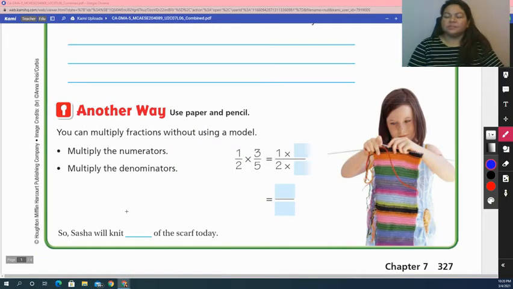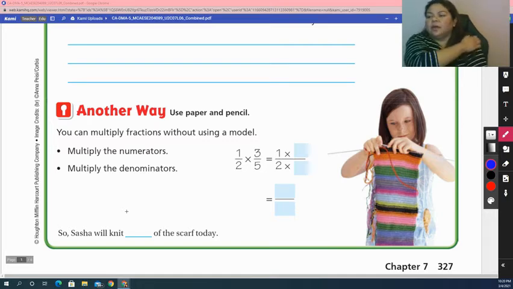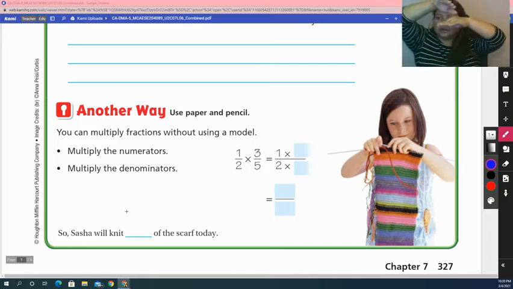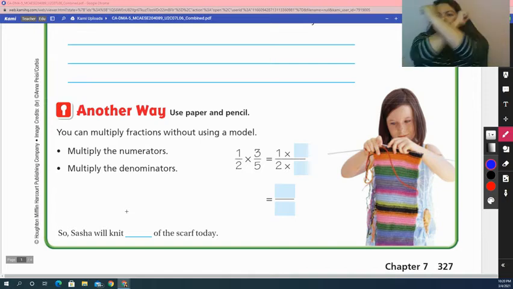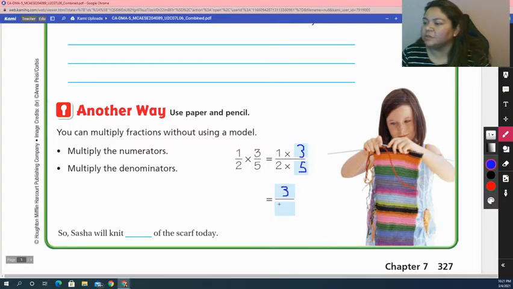Okay, so now we're going to do this a different way. We're going to multiply fractions without using the model. Remember, when we're multiplying fractions, we multiply the numerator times the numerator, and then we multiply the denominator by the denominator. So here we multiply the numerator 1 times 3, and we multiply 2 times 5. And so 1 times 3 is equal to 3, and 2 times 5 is equal to 10.